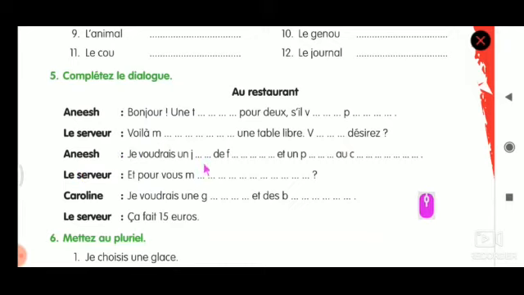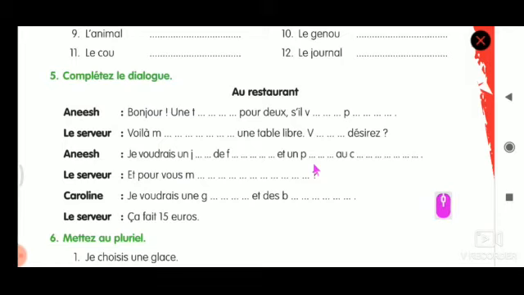And Anish replies to this. Je voudrais un dash thé. So words which start with J. Okay, someone guessed it right. Jus de fruit. Correct, perfect. Good, clap for yourself. Jus de fruit.